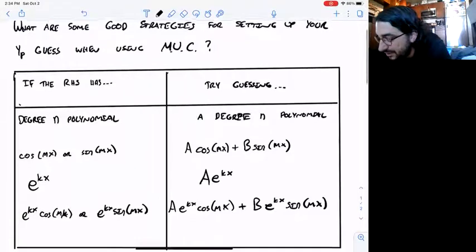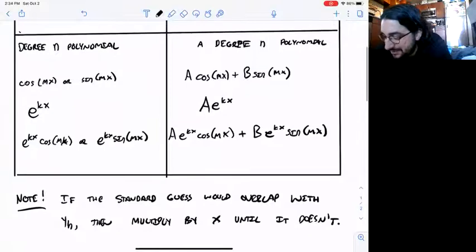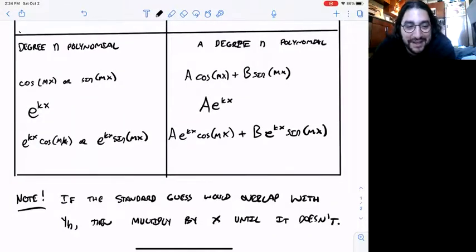They all come with one complicated caveat, though. I have a maybe a little bit cryptic note at the bottom. If the standard guess would overlap with y sub h, the homogeneous solution, then multiply by x until it doesn't, meaning it doesn't overlap any longer. I'll show you in an example. This is probably easiest to see in an example.